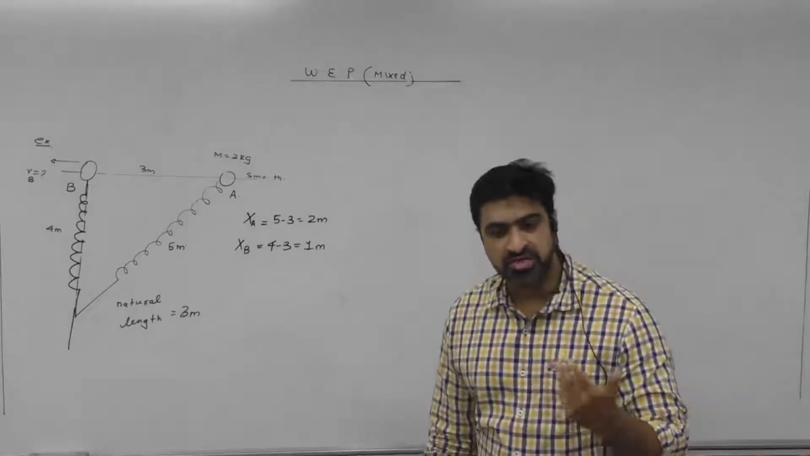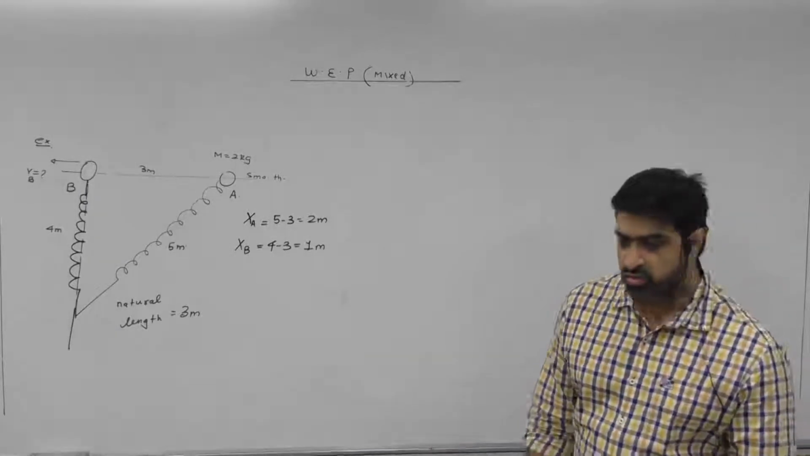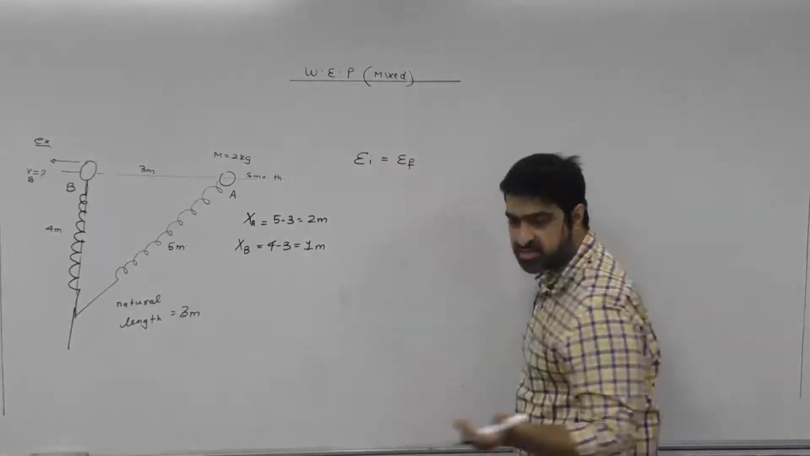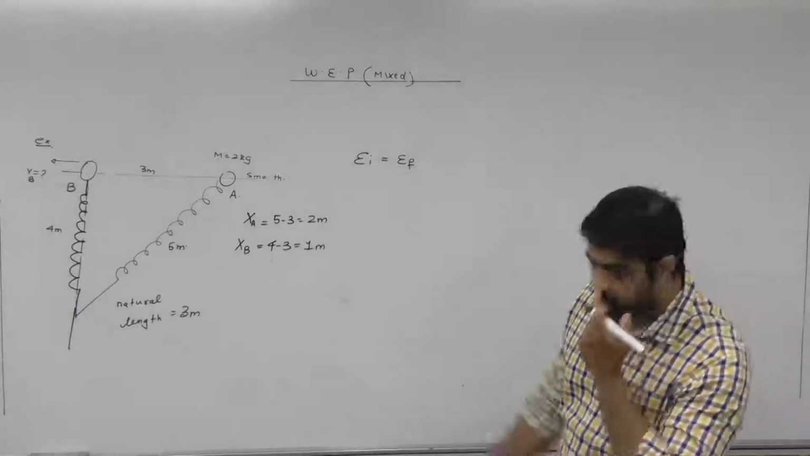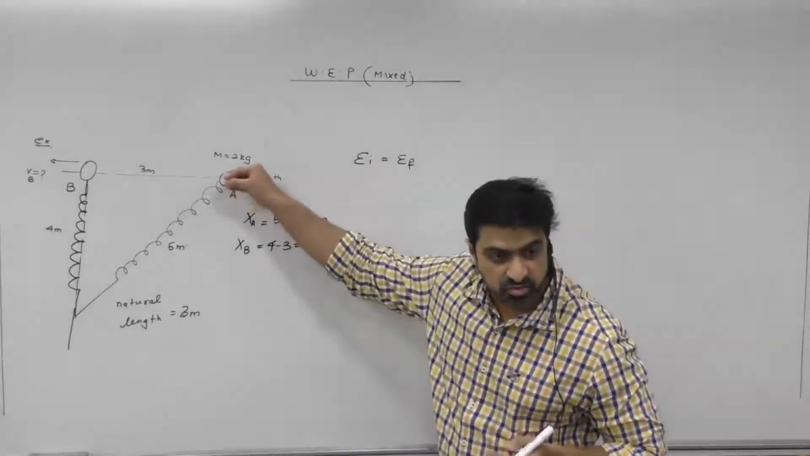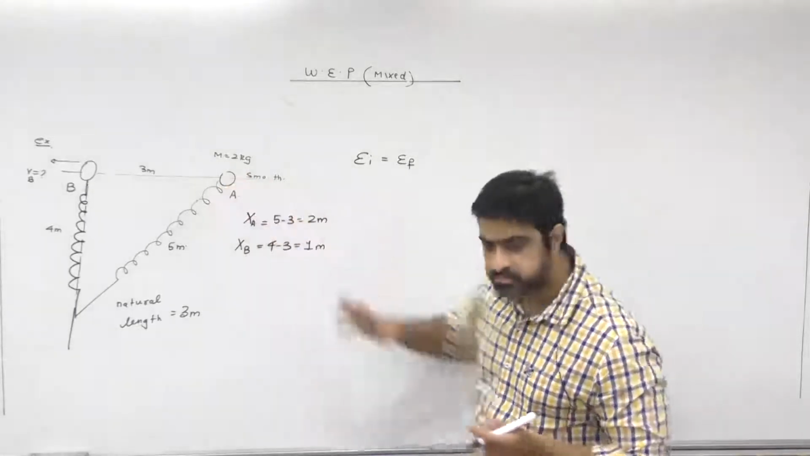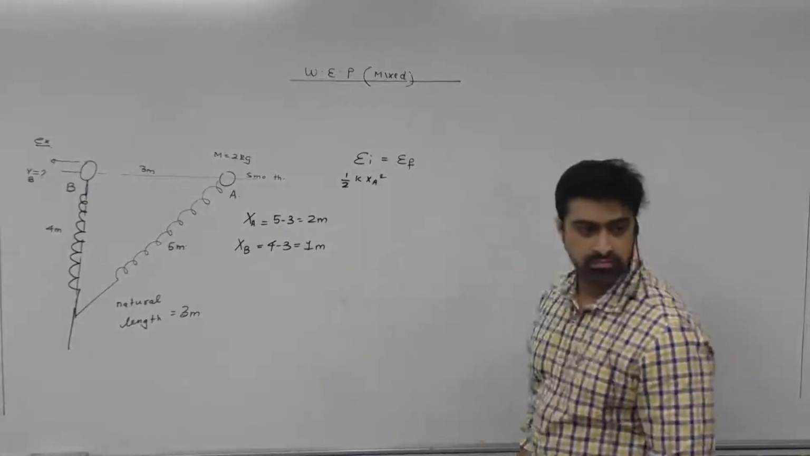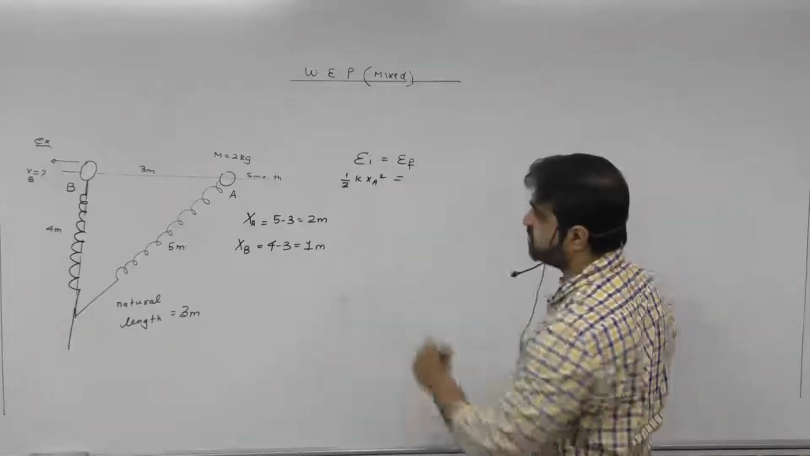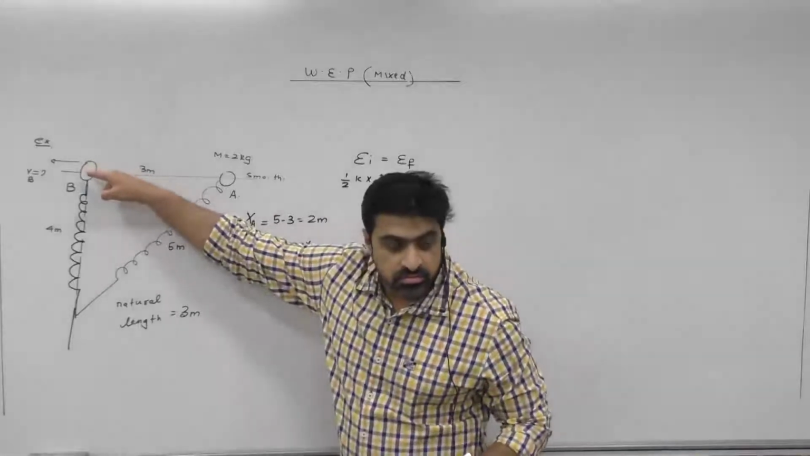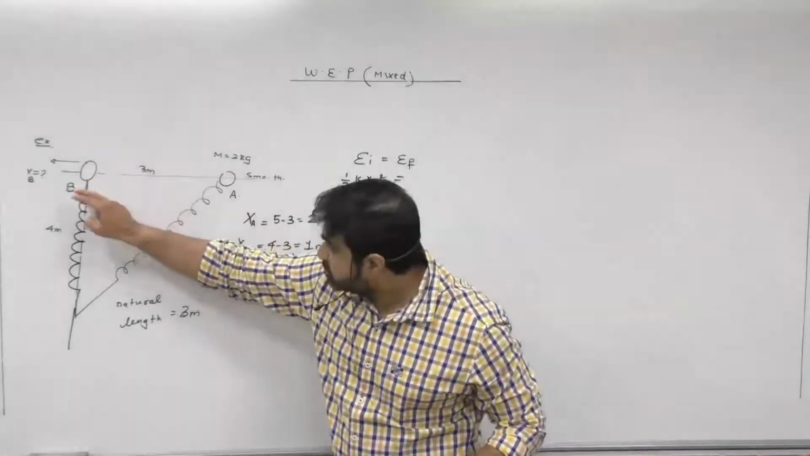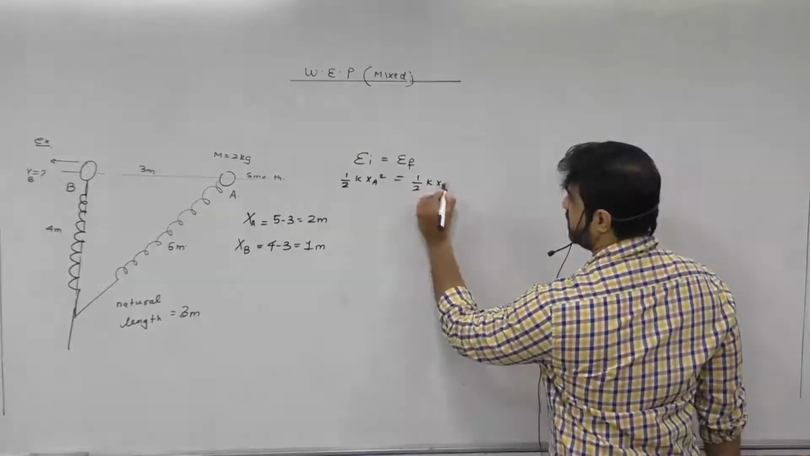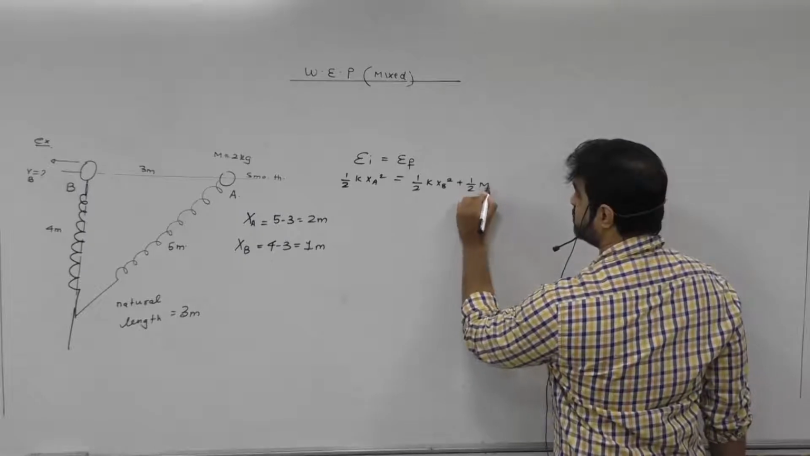अच्छा, यहाँ पर कोई फ्रिक्शन विक्शन नहीं है. ओके, तो कैन आई यूज ई इनिशियल इक्वल्स ई फाइनल. आप कुछ भी इस्तेमाल कर सकते हैं. ई इनिशियल इज ई फाइनल. यहाँ पर कौन सा एनर्जी है इसके पास? स्प्रिंग के पास हाफ के एक्स स्क्वायर, हाफ के एक्स ए स्क्वायर. यहाँ पर कौन सा एनर्जी है उसके पास? हाफ के एक्स बी स्क्वायर प्लस हाफ एम बी स्क्वायर.